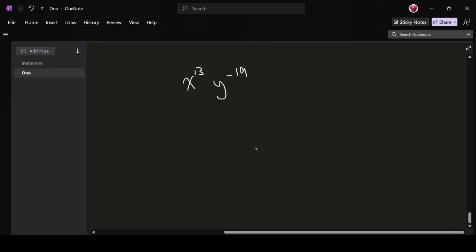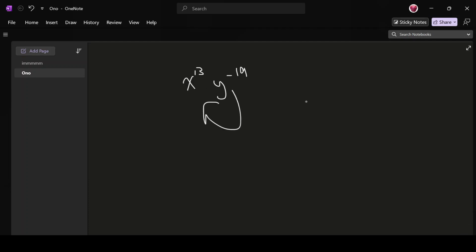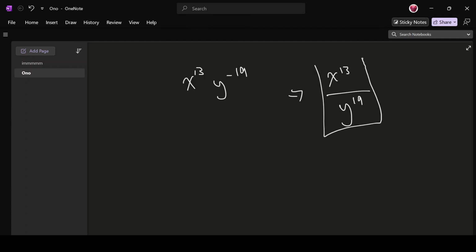Now the question asks us to put it in a positive index. So we can move this y to the power of negative 19 to the bottom as a fraction, and it will turn into x to the power of 13 over y to the power of 19. And this is our final answer.